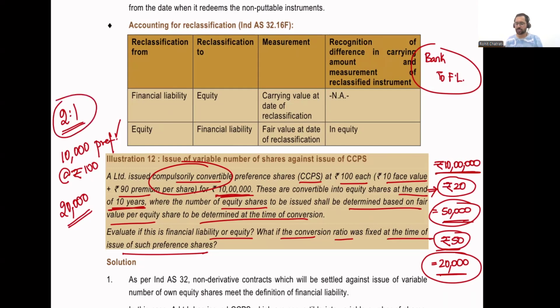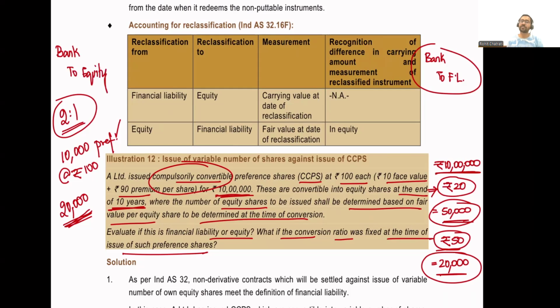When the conversion ratio is known, I know the number of equity shares that A Limited has to issue, and therefore this is going to be regarded as an obligation to deliver a fixed number of equity shares. And an obligation to deliver a fixed number of equity shares means that the compulsorily convertible preference shares will be classified as equity right from day one. In this case where the conversion ratio is fixed, the journal entry would be bank account debit of 10 lakhs to equity of 10 lakh rupees.